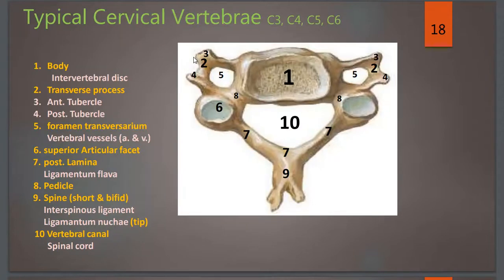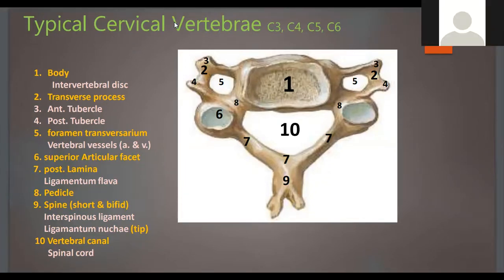Before we move to the next vertebra, let me show you the typical cervical vertebra. Now see here, the typical cervical vertebra looks like this. First of all, you should be very clear which is superior and which is inferior. The superior aspect of the body is concave and it is beveled on the sides. That means it has ridges which are raised on the sides. You can see these raised ridges.